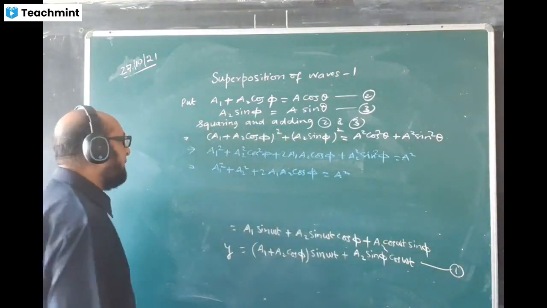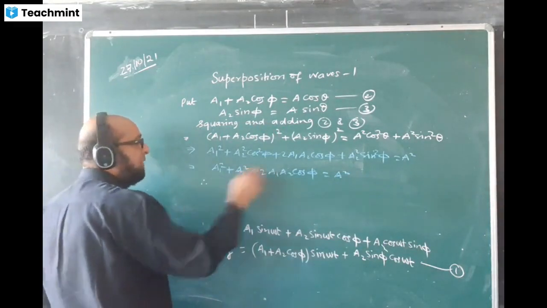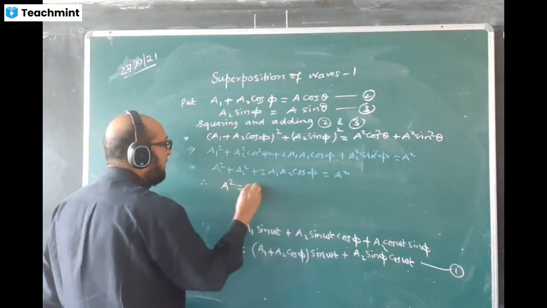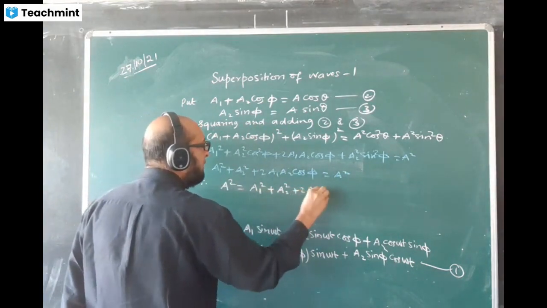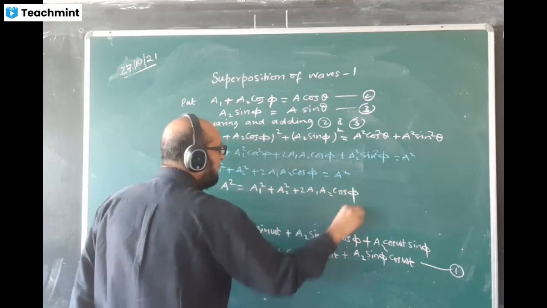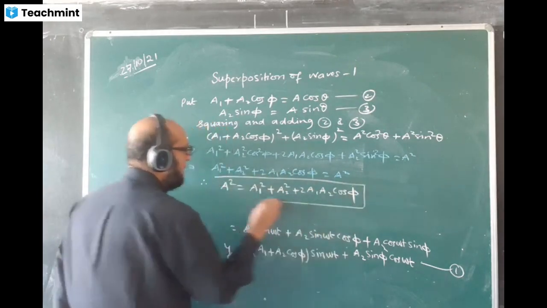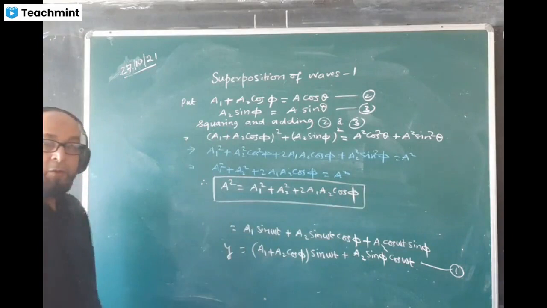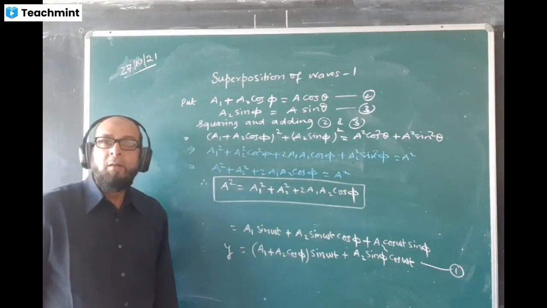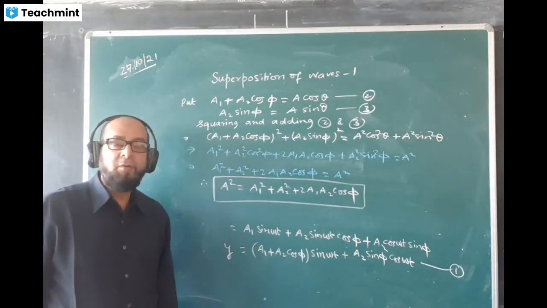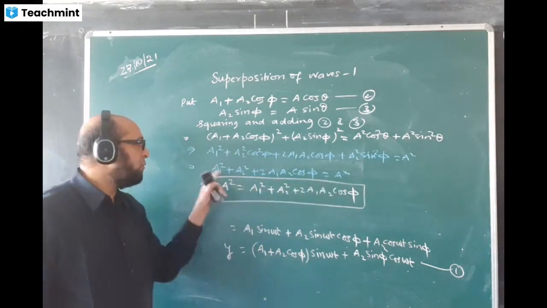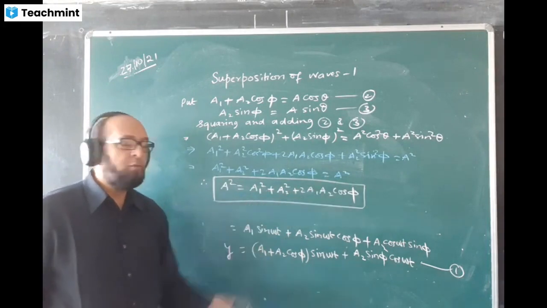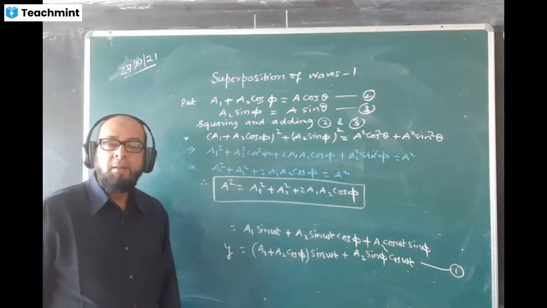So what is the value of A square coming out to be? Just check. I'll write from this side. A square value is coming to be A1 square plus A2 square plus 2A1 A2 cos phi. This is the value coming. Have I written this formula before? A square is equal to A1 square plus A2 square plus 2A1 A2 cos phi. Yes.